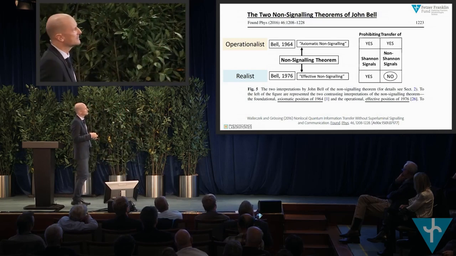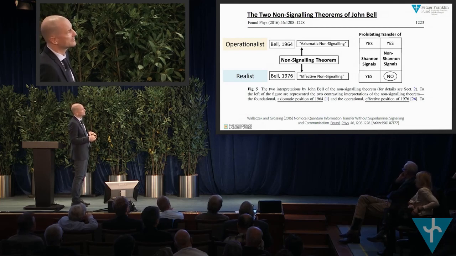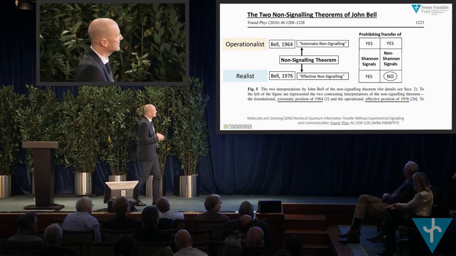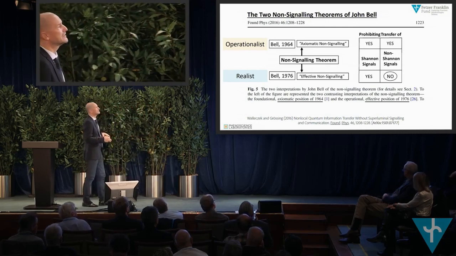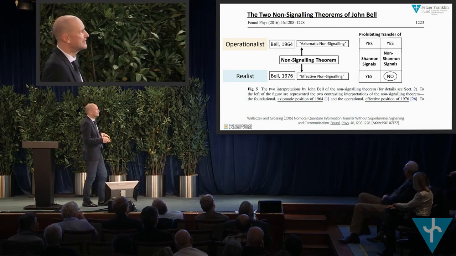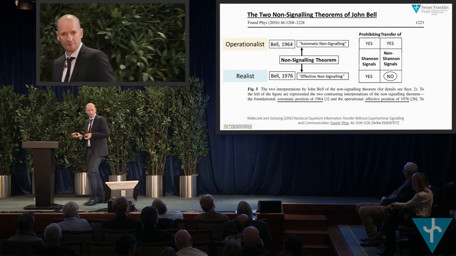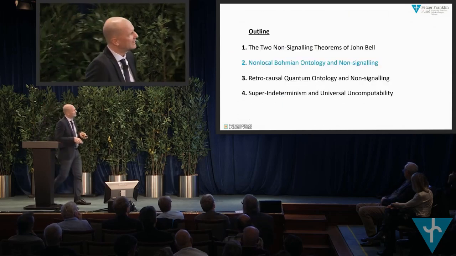And the difference, of course, is that axiomatic non-signaling prohibits the propagation of both Shannon signals and non-Shannon signals. Whereas effective non-signaling, and Bell has realized that, only prohibits the transfer of Shannon signals, but it does allow the unlimited transmission of non-Shannon signals. So that's a terminology that's helpful to people, and we want to share that with you here.